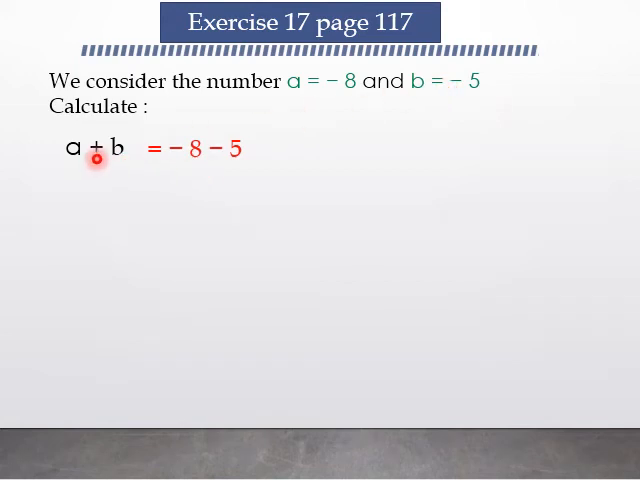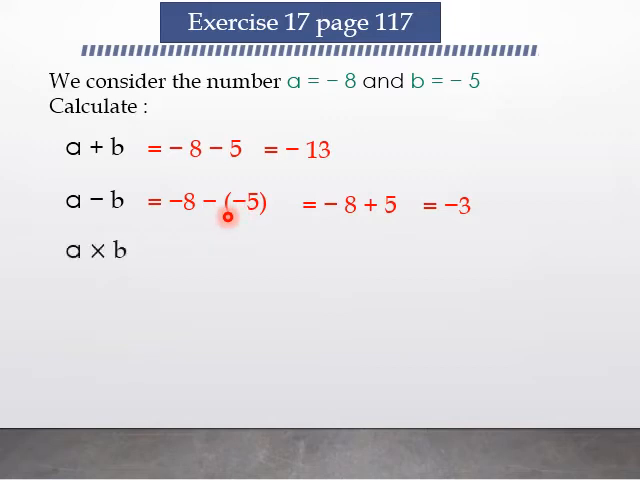So minus 8 plus minus 5, it's minus 5. Now minus 8 minus 5 is minus 13. A minus b means minus 8 minus minus 5. So it's written as minus 8 plus 5. So it's minus 3. Why is it a plus here? Since we have minus minus. Okay, two negative signs multiplied by each other.